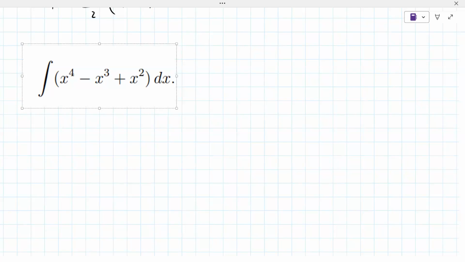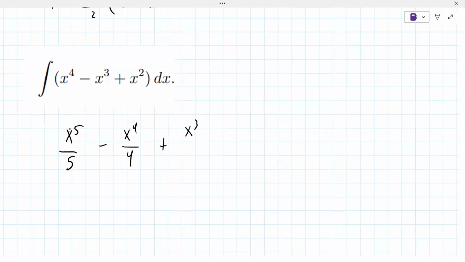Okay, I got that it equals x to the power of 5 over 5 minus x to the power of 4 over 4 plus x to the power of 3 over 3, plus C. Oh, very important. Plus C, very, very important.